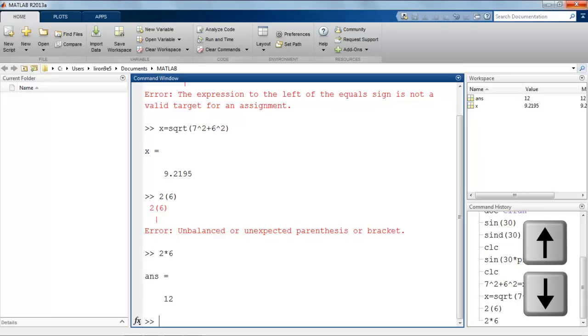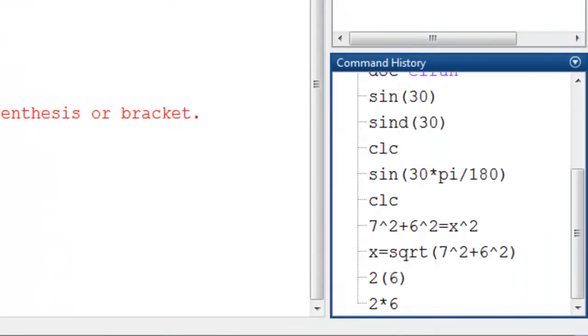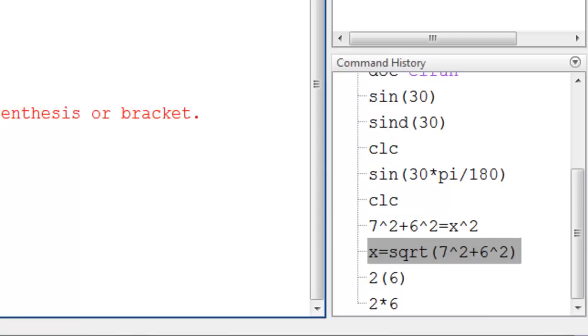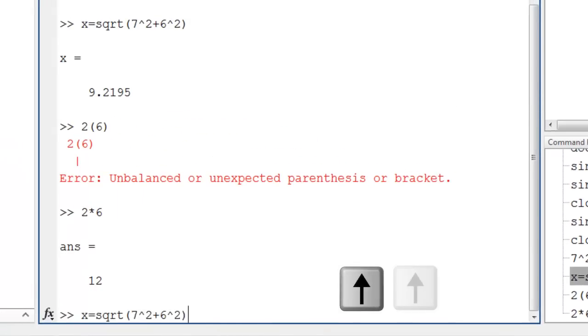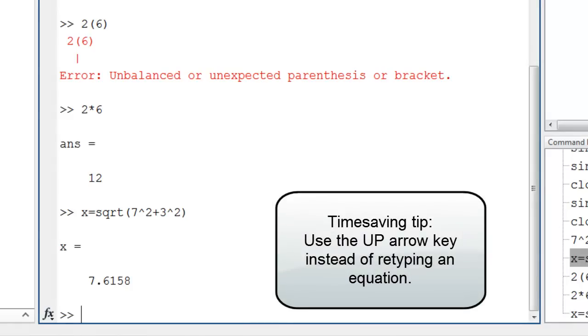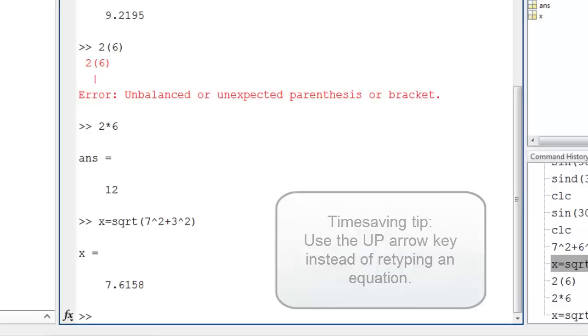But there are little tricks. You've got the up and down arrow keys that are made to go back through your history. If you look at my history, from the bottom to the top, I did 2 times 6, 2 parentheses 6, and x equals square root. Since I'm trying to access this one, it is 3 up. So when I am in the prompt symbol, I can press the up arrow key 3 times, and it goes through my history. Then I can easily edit, and I don't even have to put the cursor at the end to actually hit enter. Those are tricks that you will acquire through using MATLAB. The up and down arrow keys usually help us not retype long equations.